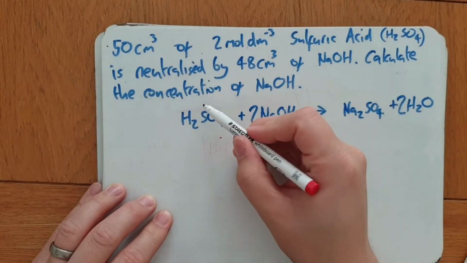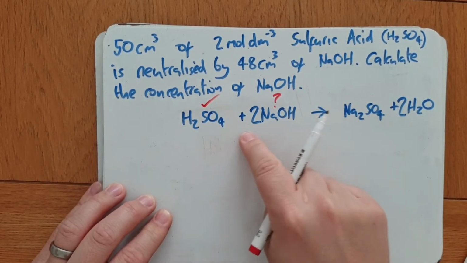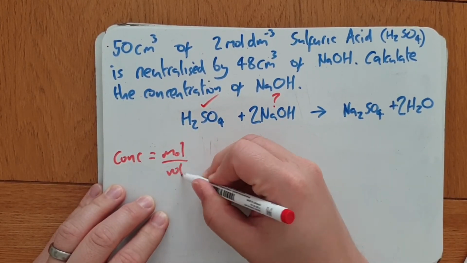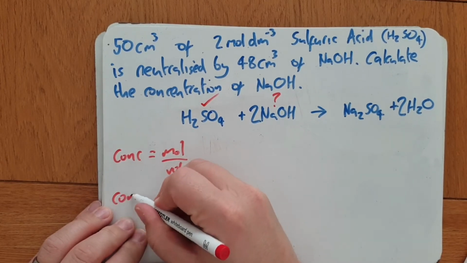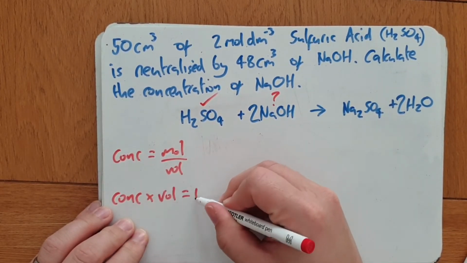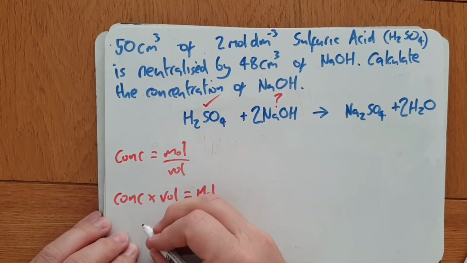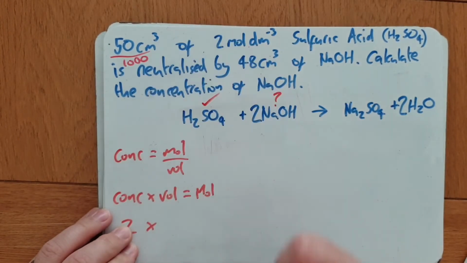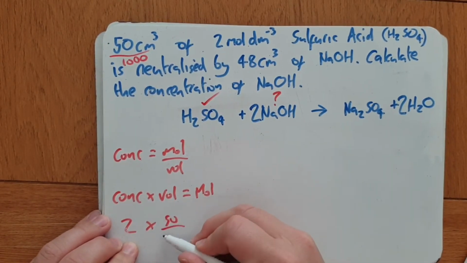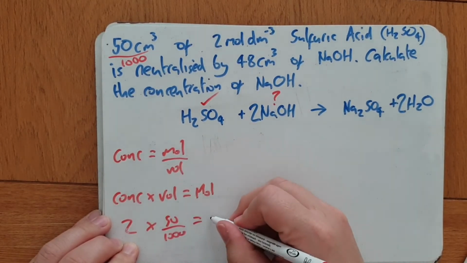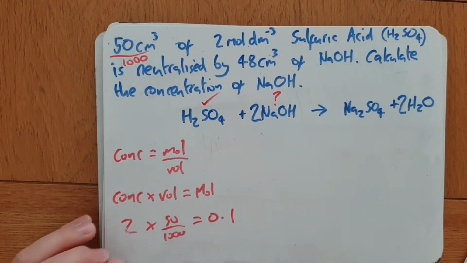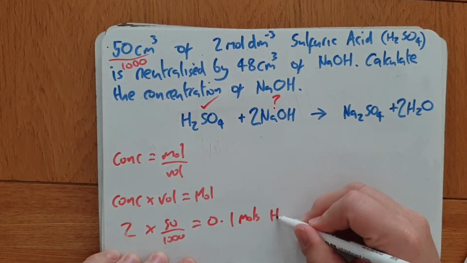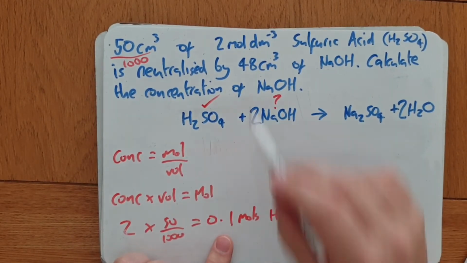H2SO4, that's the one they've told us about, which means that's the one we're trying to work out. So we go concentration equals moles over volume, rearrange it, concentration times volume equals moles. We know the concentration is 2, we know the volume is 50, but you've got to remember to change it to decimeters, so 50 divided by 1,000. And that makes our answer 0.1, I believe. So 0.1 moles of H2SO4. That's how many moles we've used.